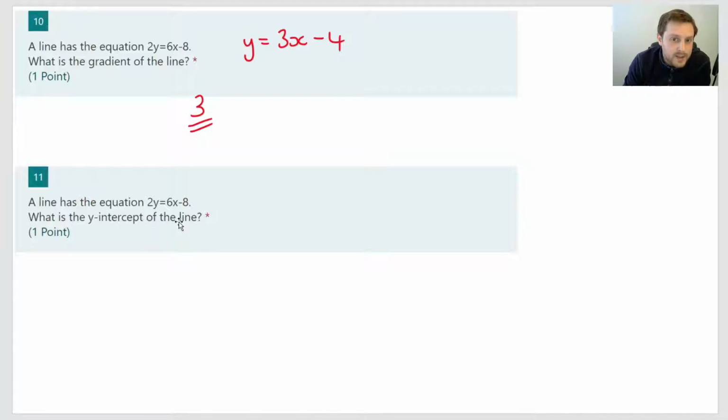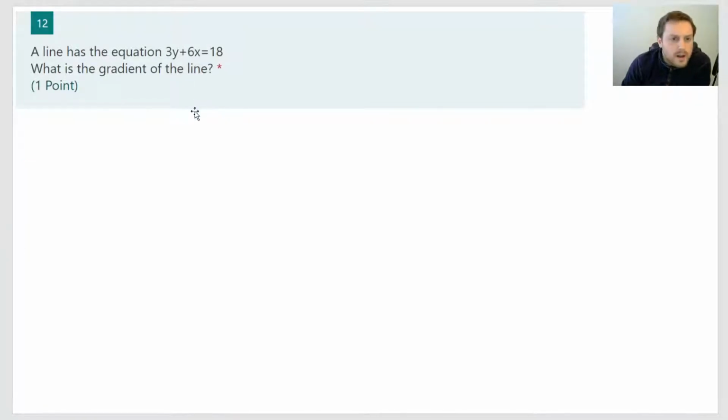What's the y-intercept? Well, this is the same as the previous question, so it's going to be -4, right? Not -8. We can only say about the gradient and the y-intercept, we can only say about these things when y is the subject. Okay? So you need to rearrange it to make y be by itself. Which I guess brings us on to question 12, right? We can say nothing about this yet. We have to make y be the subject.